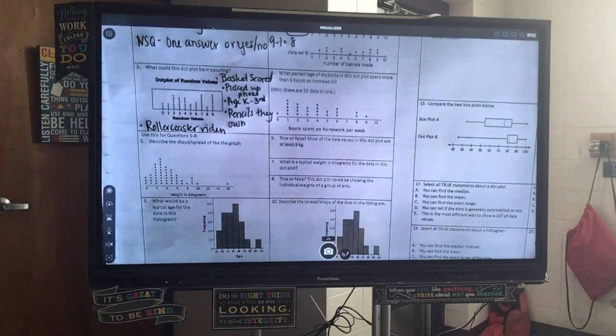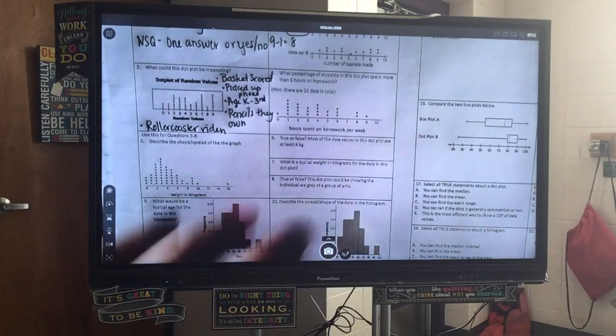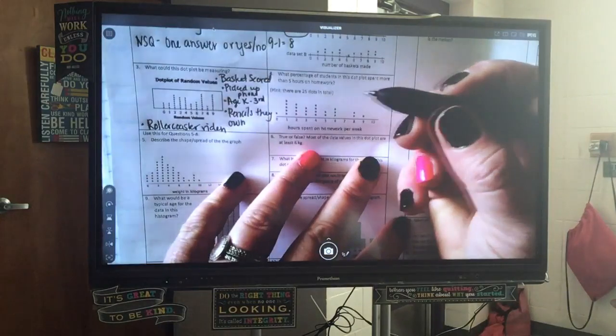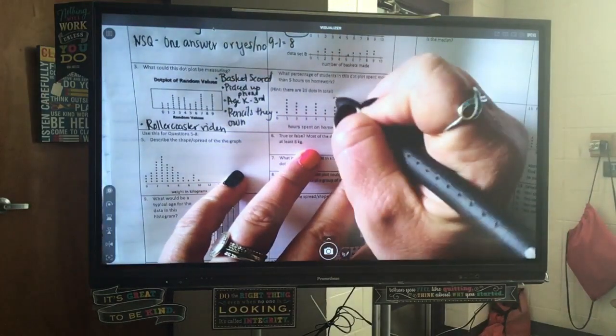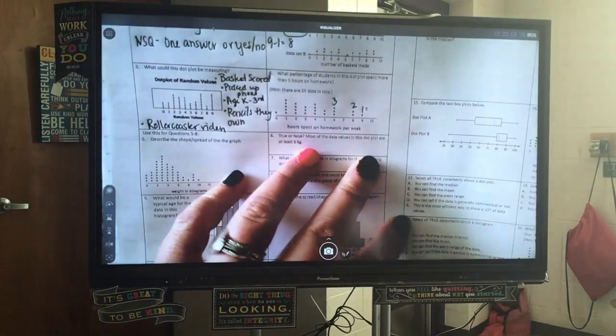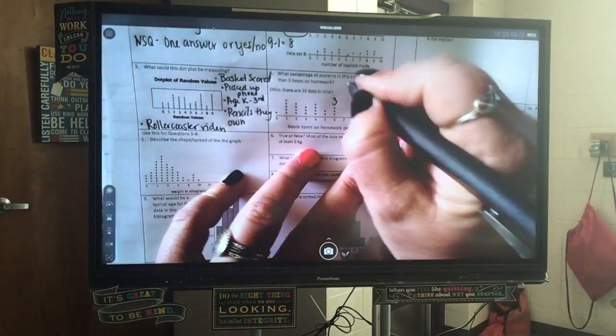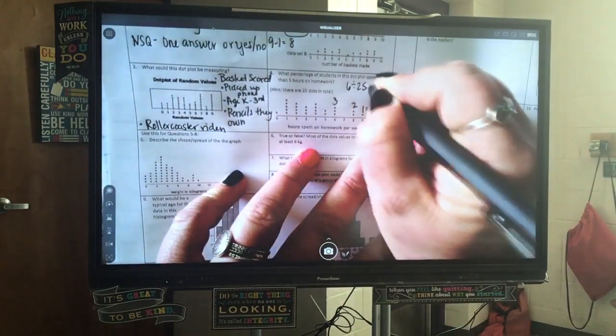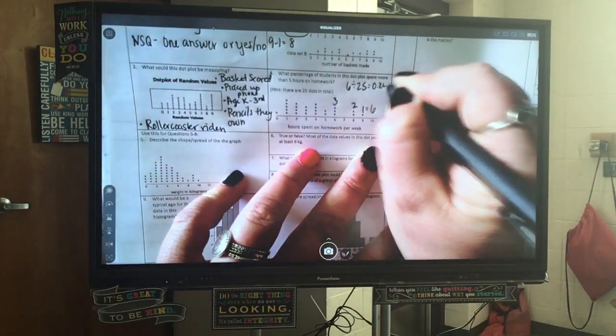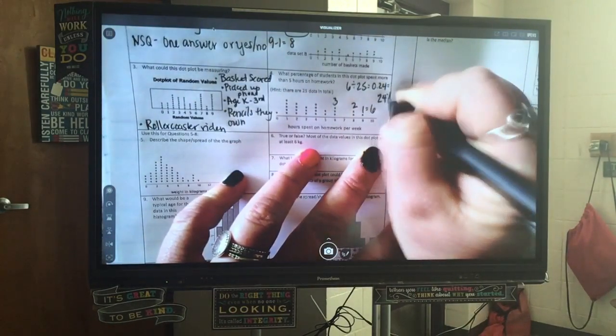Alright, so number 4 says what percentage of students in the dot plot spend more than 5 hours on homework. And it's really nice of them because they said that there are 25 dots, so you don't have to count. Alright, Jeremiah, what did you come up with? I got 24%. How did you figure that out? Since it's more than 5 hours, I didn't include 5, so I just counted the dots 6 through 9, and I got 6, and I did 6 divided by 25, and I got 0.24. So I think I got 24%.